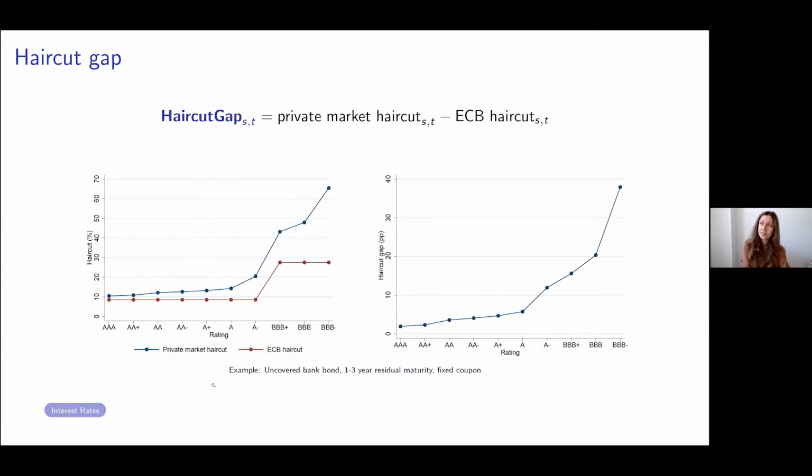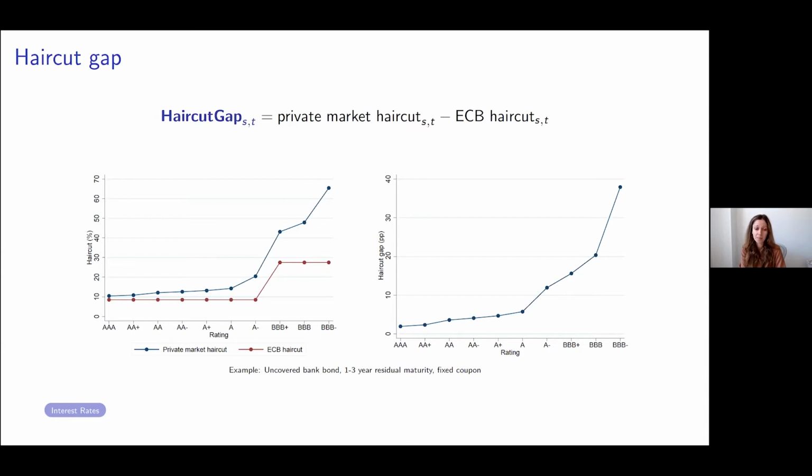All right, so I already mentioned that we're going to use the haircut gap as a measure of lender of last resort policy. So let me be more explicit. The way we measure the haircut gap for an ISIN s at month t is that we take the difference of the haircut that is charged by the private market minus the haircut that is charged by the central bank. And that's going to be our measure of the haircut gap. Let me show you how this looks.